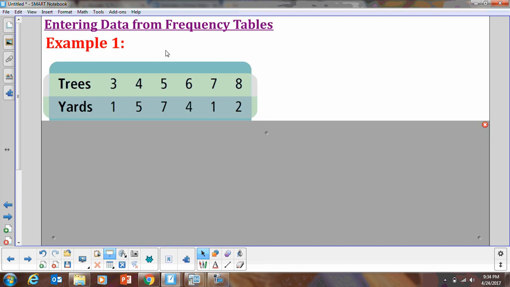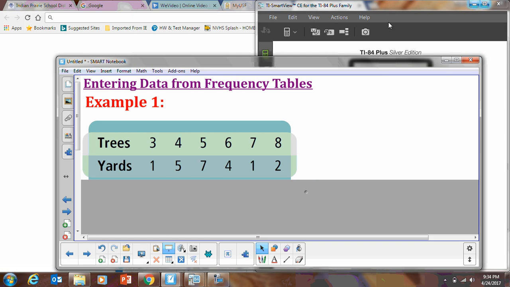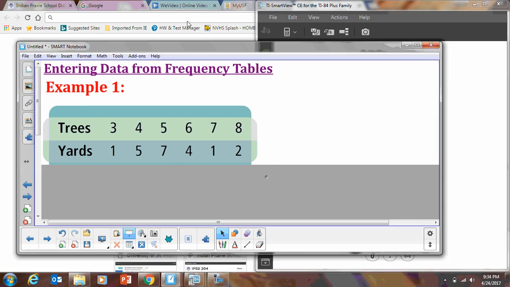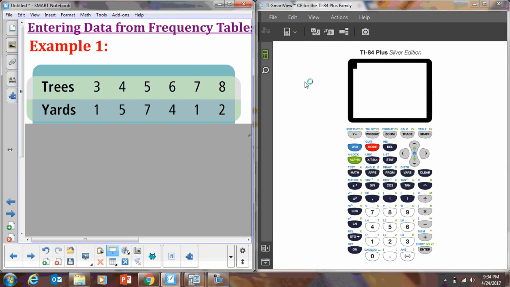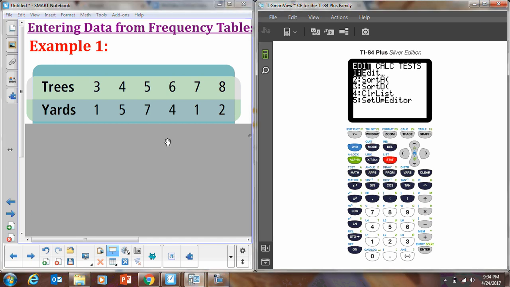Here we go. This is a frequency table. We have the number of trees and these are the yards. So this is the frequency and that is a list of all the trees. So how do we put this in the calculator? I am going to minimize this so you can see how I put it next to the calculator. I need to first enter all my values into the calculator. So I go into STAT and I have EDIT highlighted. That's where I start, and I hit enter.